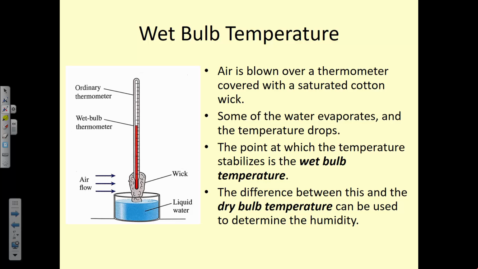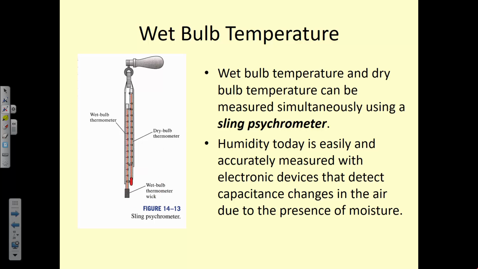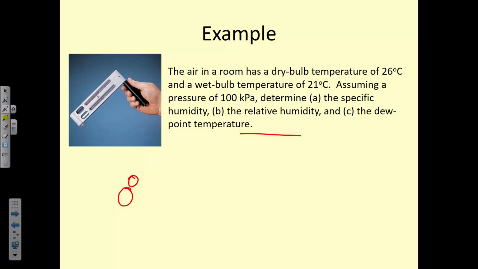Okay, so this wick can be submersed in liquid water so that you can have a continual reading, or you can just do a quick and dirty easy one and get the temperature once it's stabilized. And so this wet bulb temperature and the dry bulb temperature, as I mentioned, are used to determine humidity. There are some devices, like one called a sling psychrometer, where you have a wet bulb thermometer and a dry bulb thermometer at the same time, and you just swing it around and measure the temperature of both simultaneously. And we use it to calculate humidity in a similar way to the equations from the adiabatic saturation process. So let's look at that example.